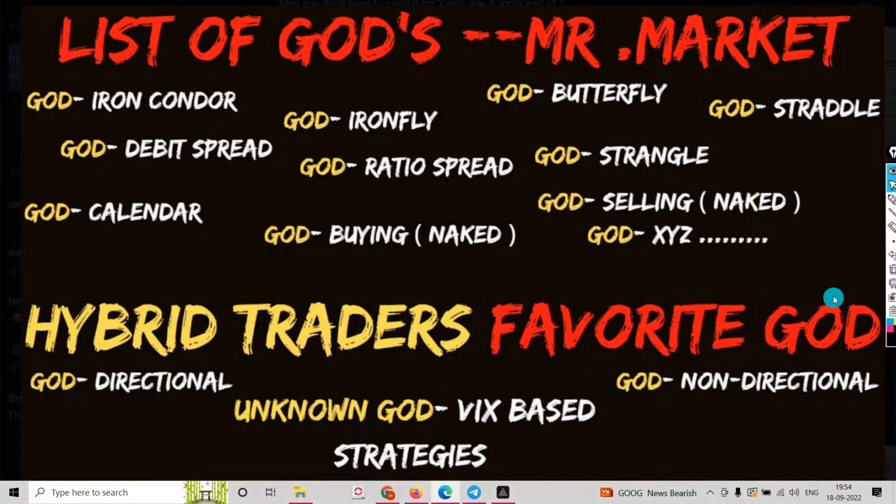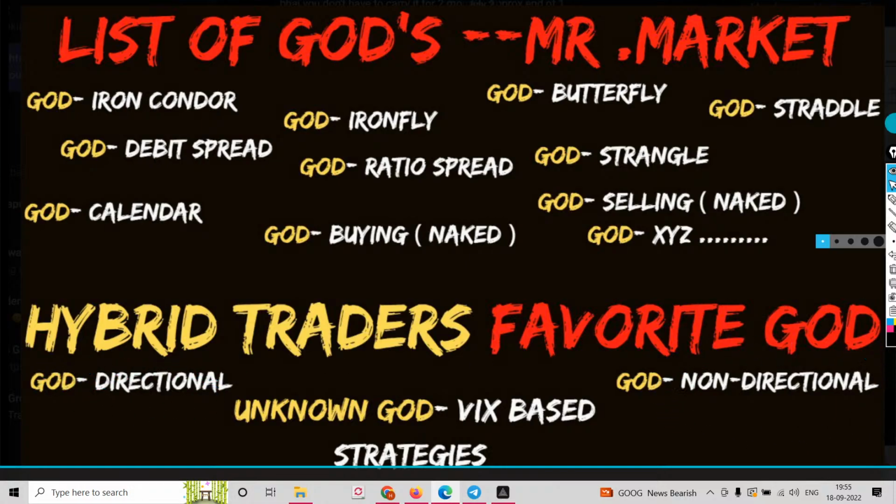Hybrid traders' favorite god is, irrespective of how many trades I have, I can just divide all these trades into two things. One is directional, another is non-directional. So based on the VIX, either I'll select directional or non-directional, based on the wicks, based on the open interest, based on your chart analysis, and there is something called unknown god, that is wicks based strategies.